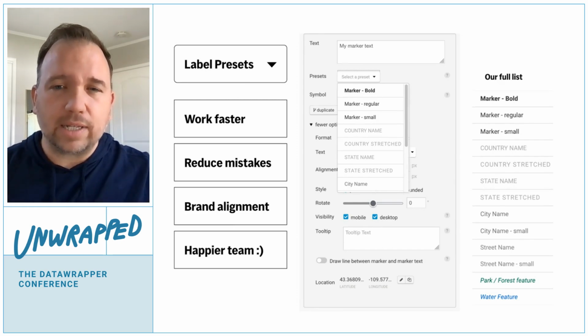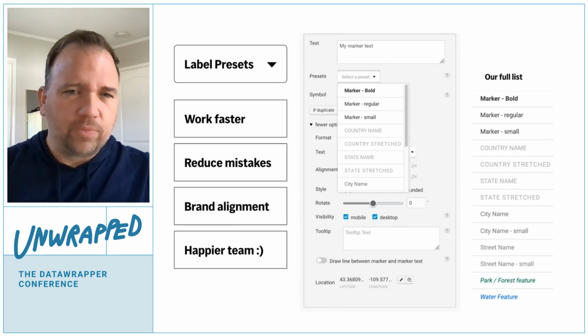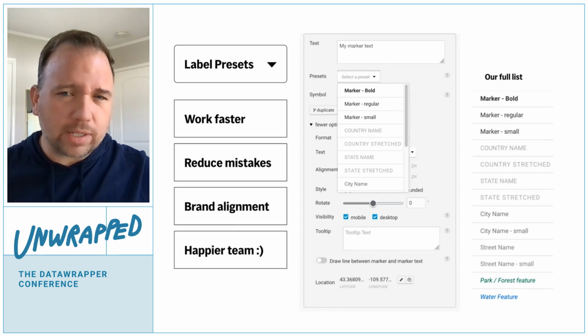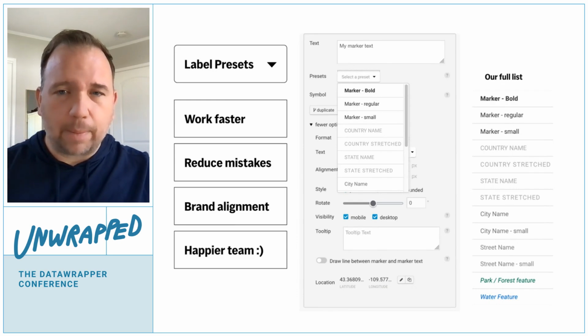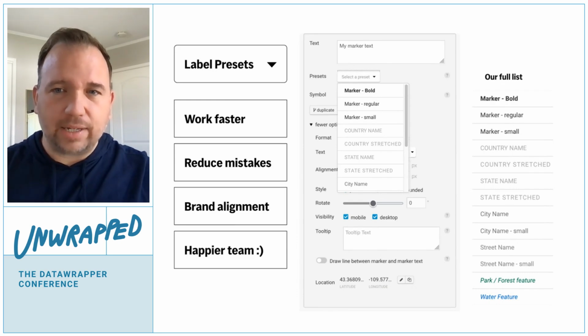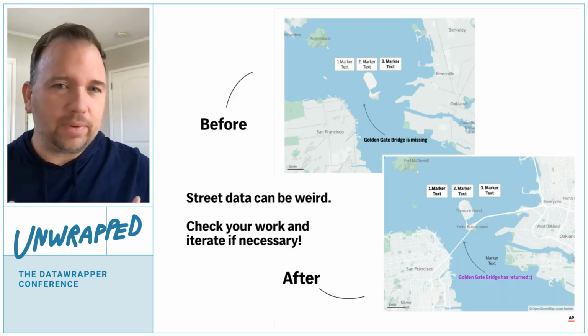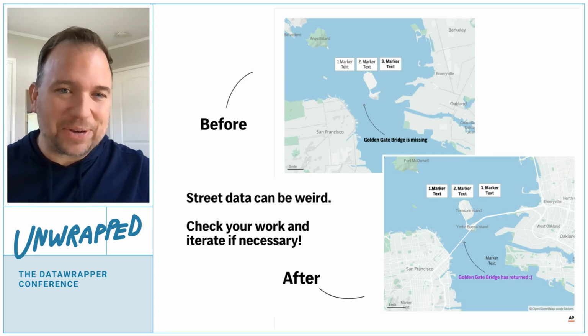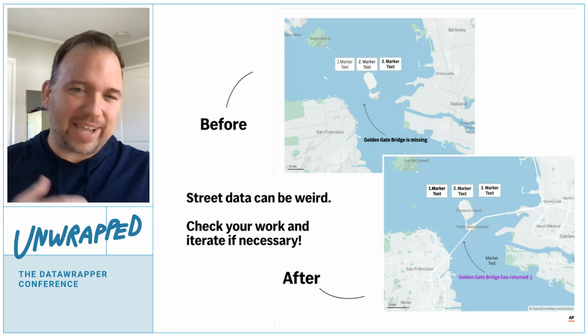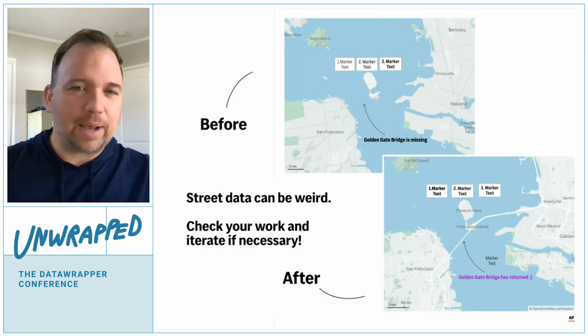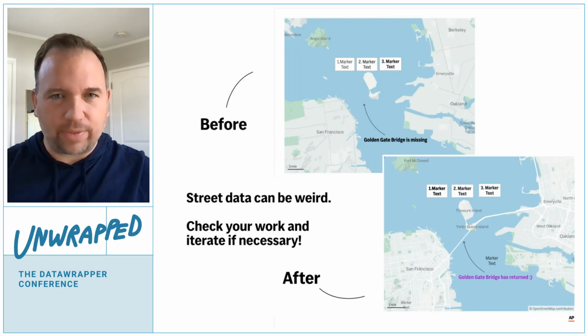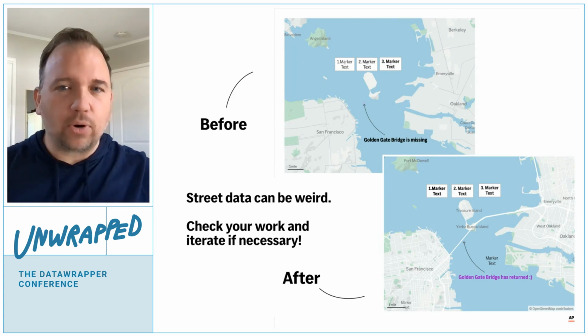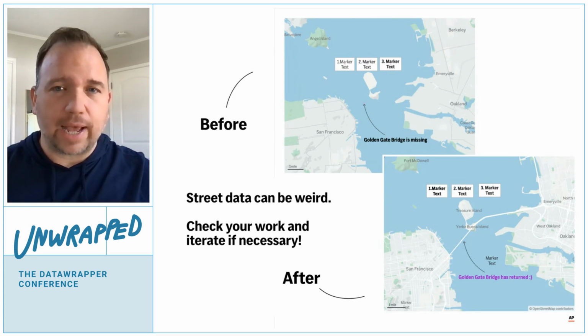So when designing your organization's theme, it's imperative to consider which marker styles and presets you're going to want to add in for your team and your workflow. You also want to check your data. As I was working through the process, there was a bit of iteration back and forth, so it's important to test your theme. You're likely going to have a little bit of iteration involved to get it just right.